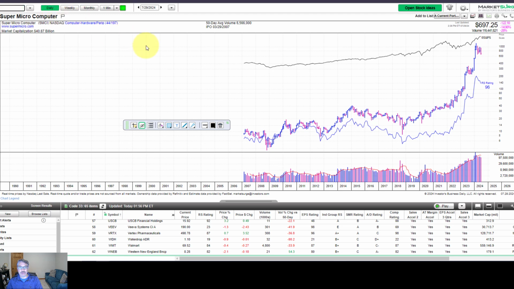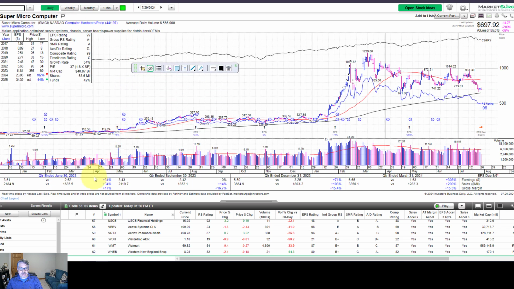What I want to show you is the quarterly earnings and sales growth, and we want to see the higher the better, right? Looking at quarterly earnings growth the last 4 quarters: plus 34, 0%, plus 71, plus 308. Definitely lumpy, but definitely accelerating in the way that you want it to. And then sales: plus 34, plus 14, plus 103, plus 200. Pretty spectacular sales growth.